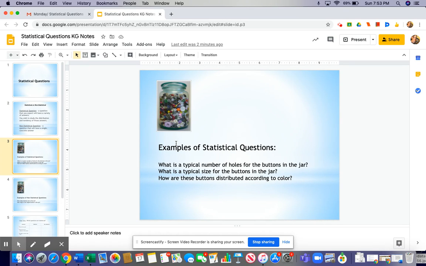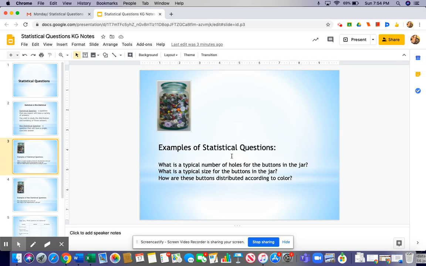Examples of statistical questions. So I have this jar of buttons here in my closet, and I was able to come up with some statistical and non-statistical questions for this jar of buttons. So these are specifically statistical questions because, again, you're going to have a variety of answers here. What is a typical number of holes for the buttons in the jar? So will you typically see 2 holes, 3 holes, 4 holes? Again, you're going to have a variety of answers there.